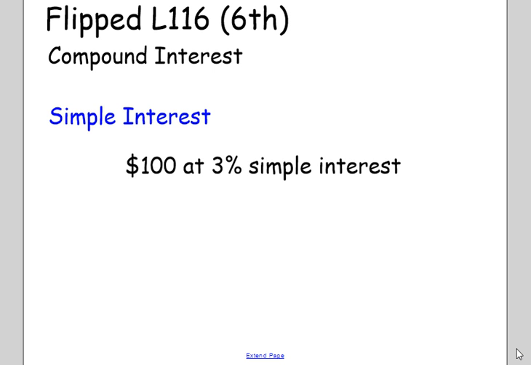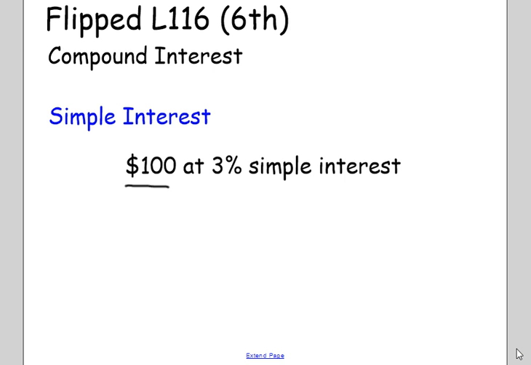We start by looking at what's called simple interest. First, we want to understand what simple interest is before we look at compound interest. For example, let's say you have a savings account and you put $100 into that savings account. Usually the point of savings is that if you put that money into the bank, they're going to give you a certain amount of interest every year that you keep that money in there.